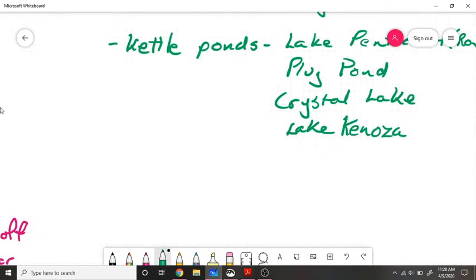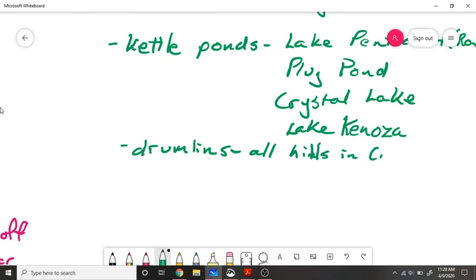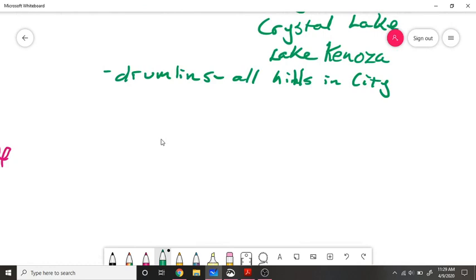Haverhill is known for its many hills. So one could say that Haverhill is filled with drumlins. Basically all of our hills in the city are drumlins. Some of our more notable hills are Ayers Hill, which is 337 feet in elevation.